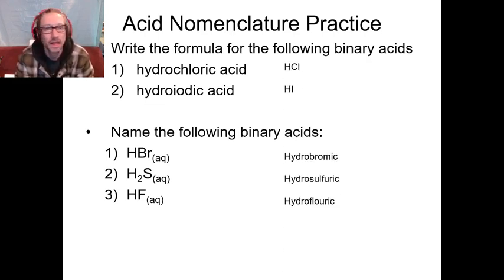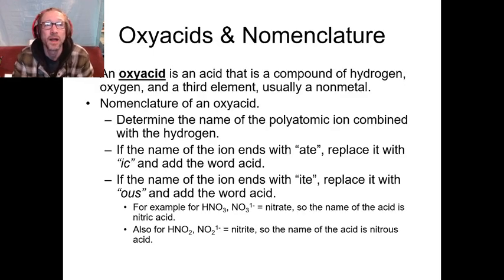So we have pretty much standard form. We've talked about this a million times. All right. Oxyacids, they're going to contain hydrogen and oxygen, usually a third element, usually a non-metal. Nomenclature of oxyacids is slightly different. We have to determine the name of the polyatomic ion combined with hydrogen. If the name of the ion ends with ate, we replace it with ic. If it ends with ite, we replace it with ous.